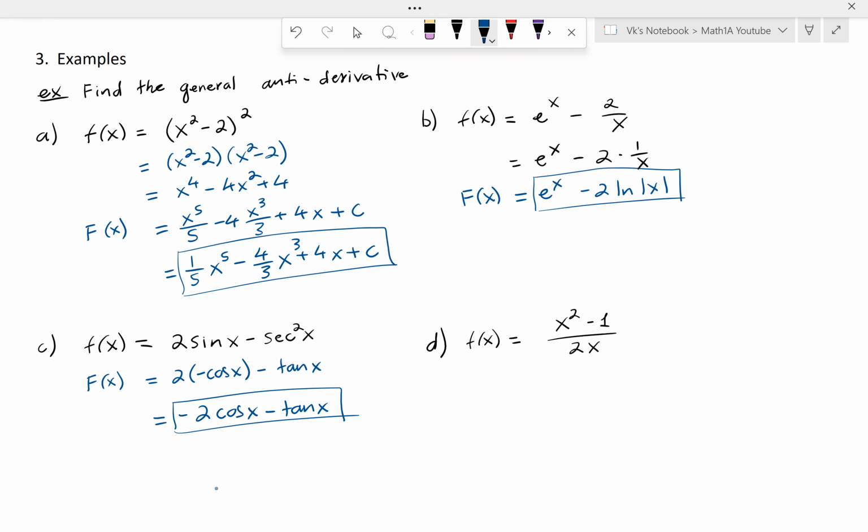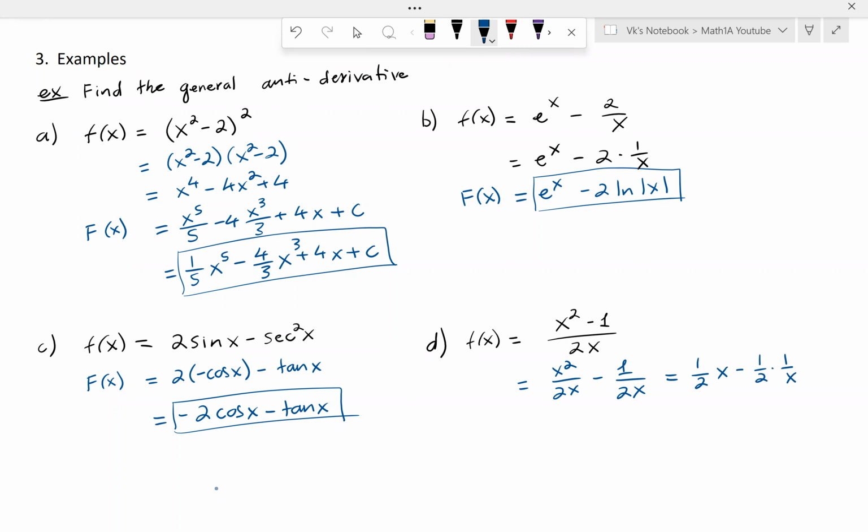In D, we have a quotient, f(x) equal to x squared minus 1 over 2x. We cannot take the antiderivative directly. We have to split the fraction and simplify. It is x squared over 2x minus 1 over 2x. So that is 1 over 2 times x minus 1 over 2 times 1 over x.